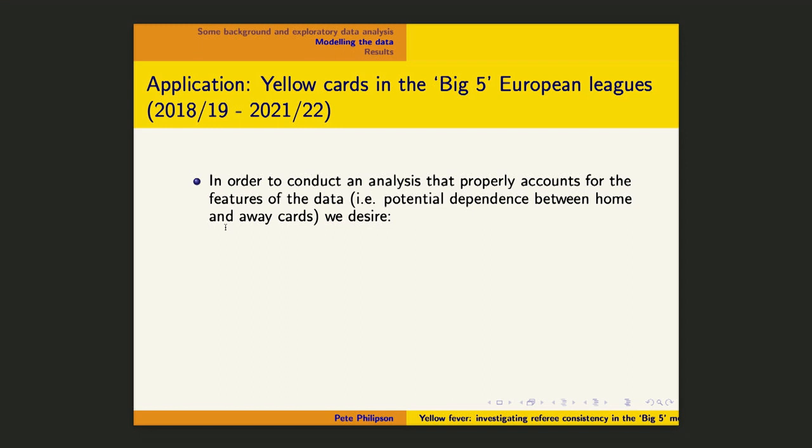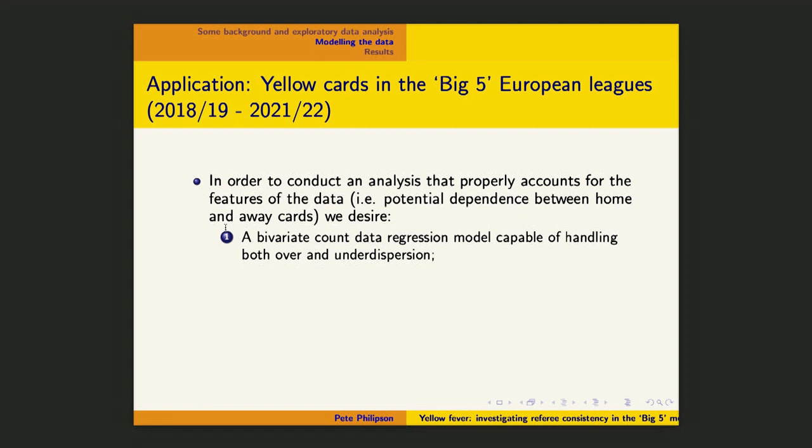Okay, so that leads me to modeling the data. What I want is to conduct an analysis that properly accounts for the dependence between home and away yellow cards, and also to use an appropriate distribution to model these things. So that means I want a bivariate count data regression model, which accounts for hopefully under-dispersion, but might also want to allow for over-dispersion too. So a flexible model that allows for all of these things.